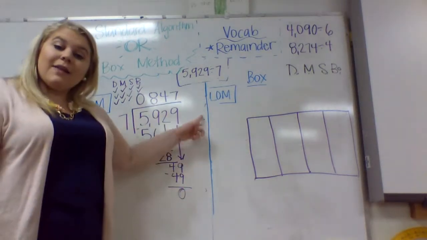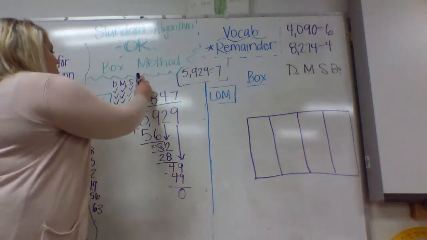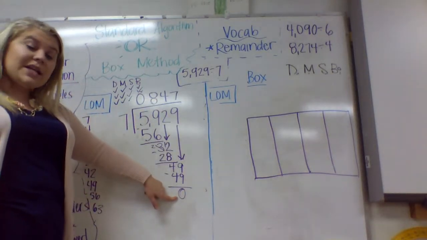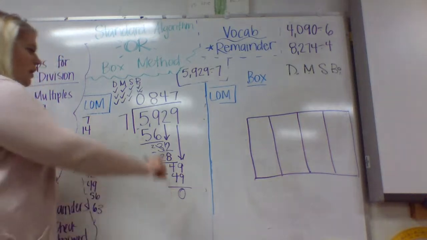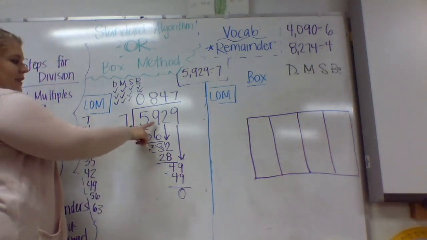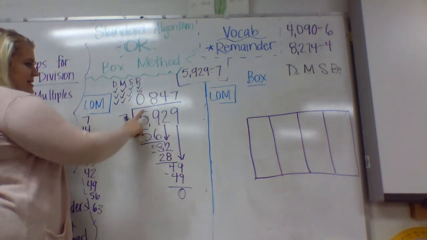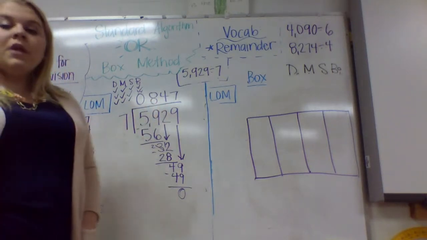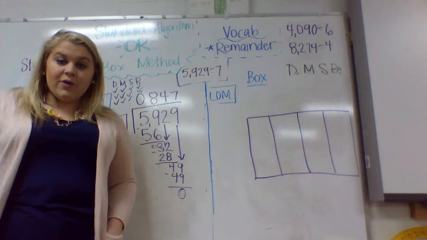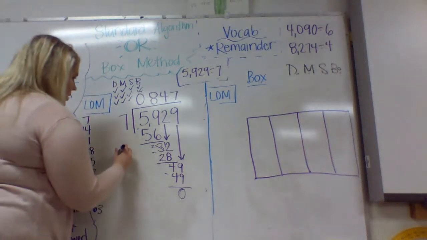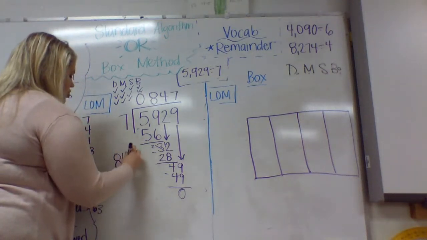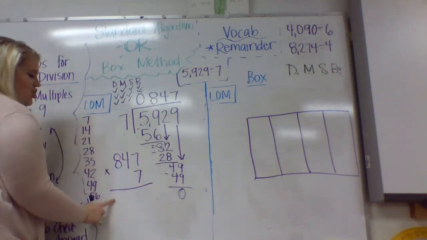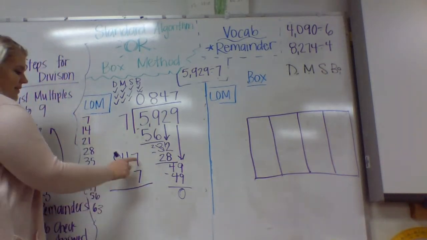I have nothing left to bring down, and that tells me that I need to look for a remainder. Well, if this is 0, that means I don't have a remainder. So I have figured out that 5,929 divided by 7 is 847, remainder 0. So I can check myself with multiplication. Remember, you multiply your quotient times your divisor, and it should give you your dividend.